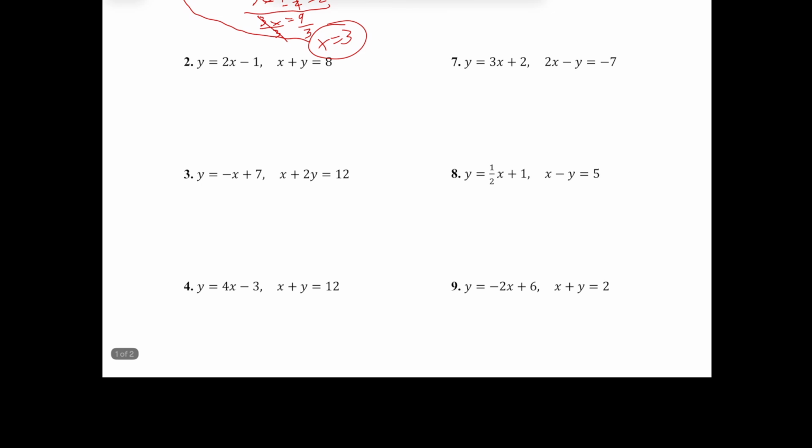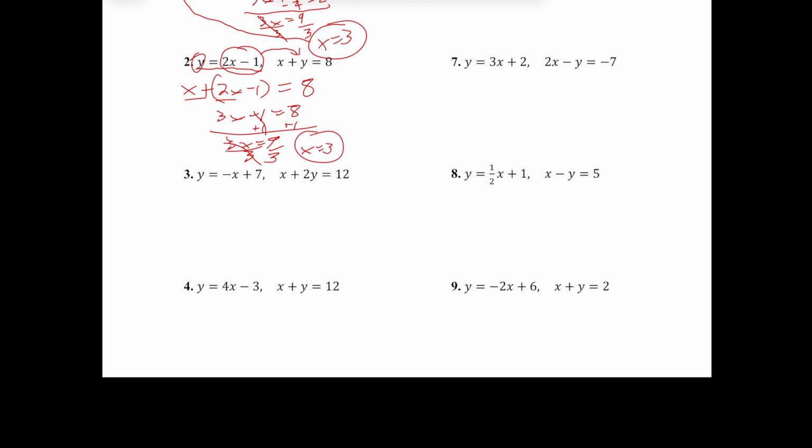Number 2, I see a y equals something right here, so I'm going to use that one. And I'm going to take 2x minus 1, and I'm going to plug it in where the y is. So here, instead of x plus y equals 8, I'm going to write x plus, and what is y? y is 2x minus 1. And that's going to equal 8. x plus 2x is 3x, minus 1 equals 8, add 1, add 1, 3x equals 9, boom, x equals 3.